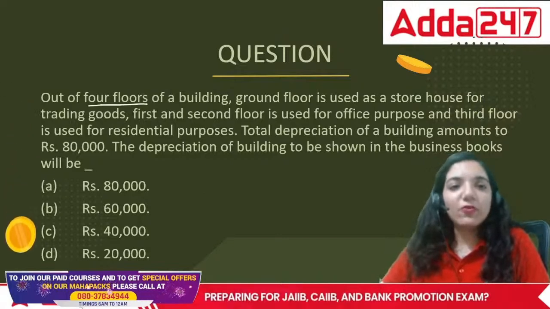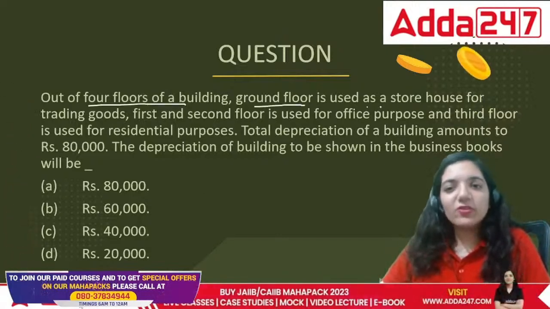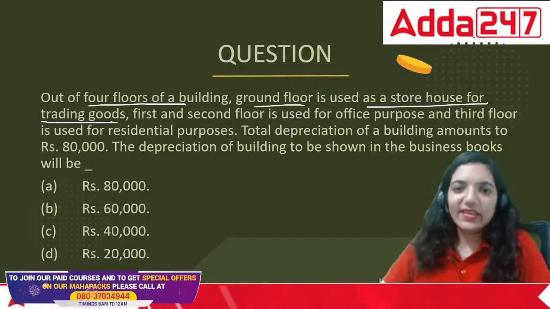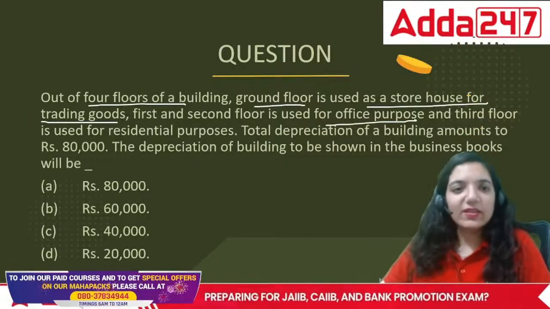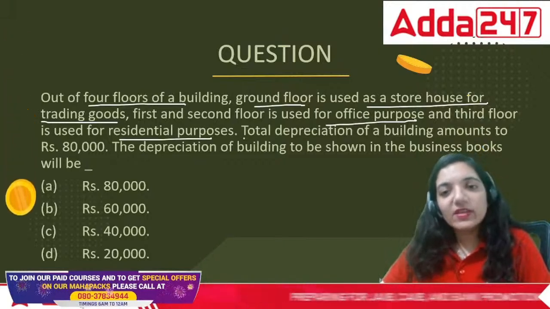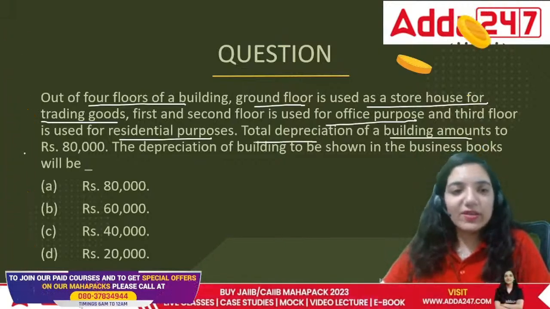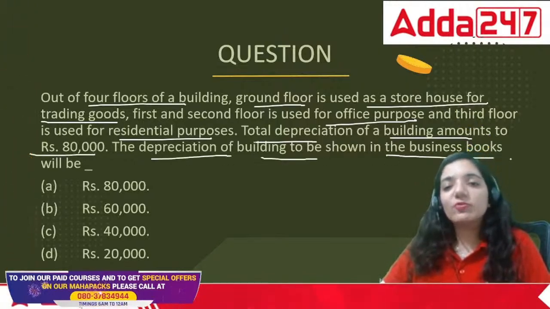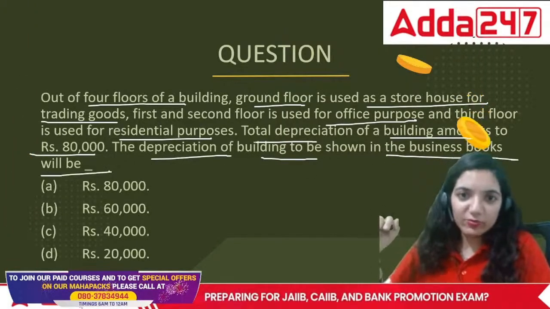Out of the 4 floors of a building, ground floor is used as a storehouse for trading the goods. First is for the goods, second is used for the office purpose, third is for residential purpose. The total depreciation for the building is 80,000. The depreciation of building to be known in the books of accounts would be what?